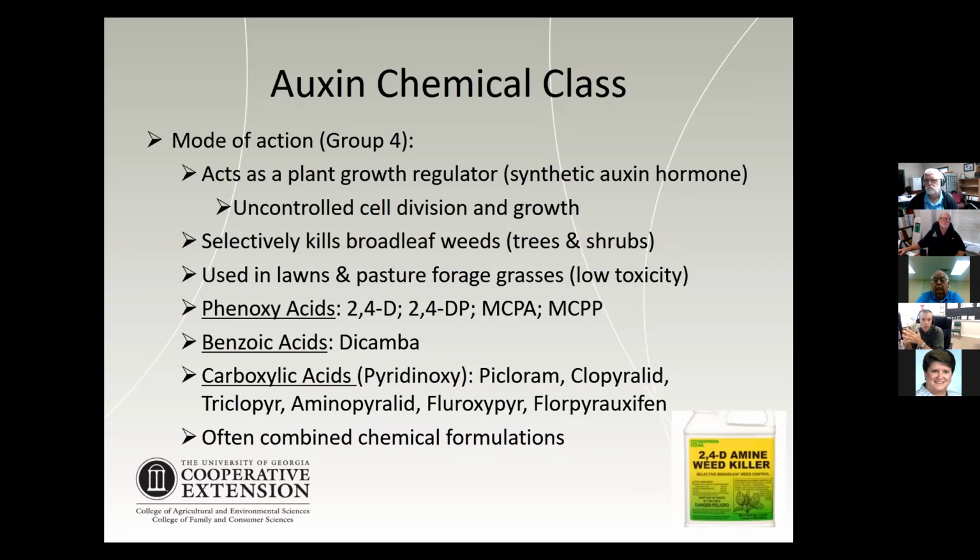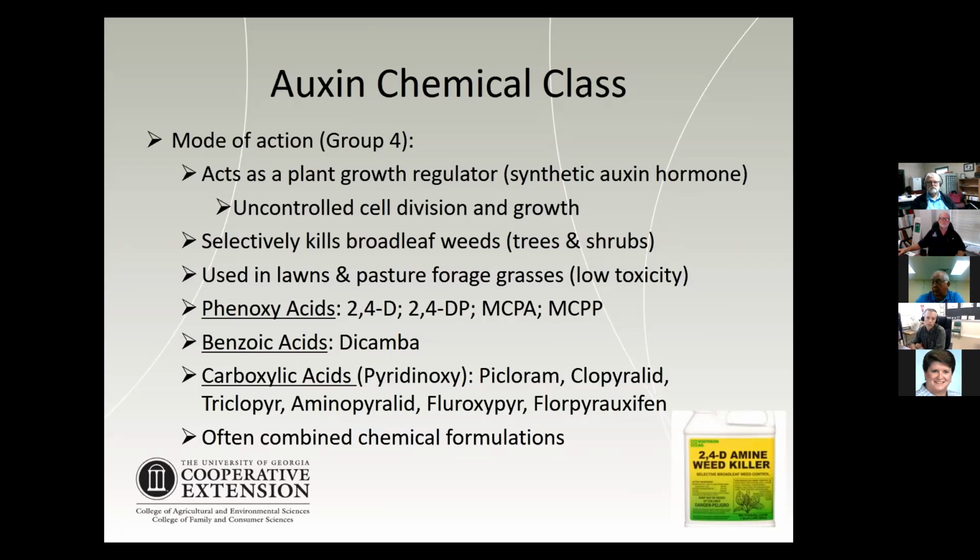These herbicides are commonly used in lawns and pastures, and they're really very popular because of their low toxicity. They have very, very low toxicity levels to mammals, humans, animals, even aquatic environments. There are labels to be able to use for weed control in ponds and that sort of thing. So it's a very safe herbicide from a toxicity standpoint, and that's why it's such a popular group of herbicides.